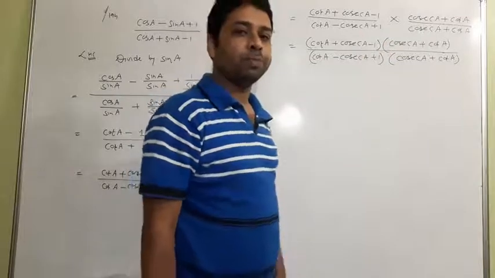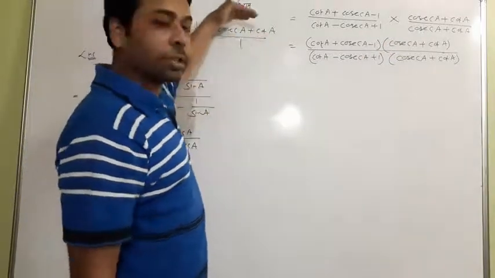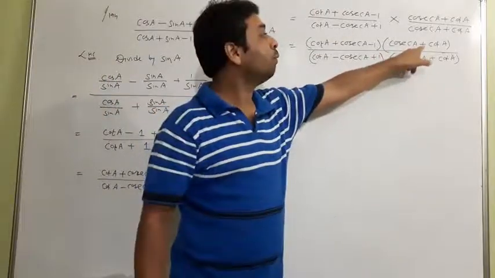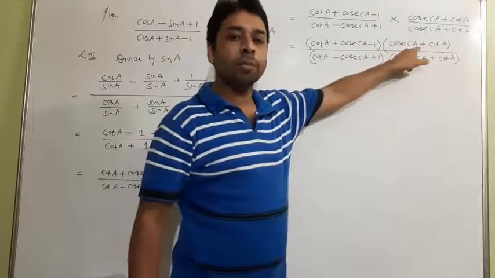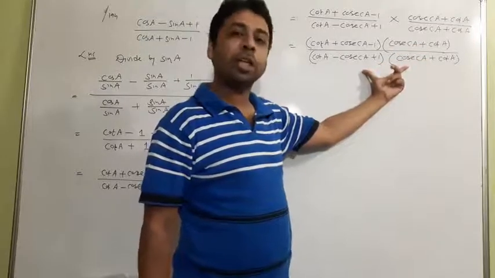Now what will I do? Think of the answer. I need cosec A plus cot A in the numerator side, so I will not multiply these two terms. I won't disturb this term because I need it ultimately in the numerator side. So this time I will multiply the denominator side.